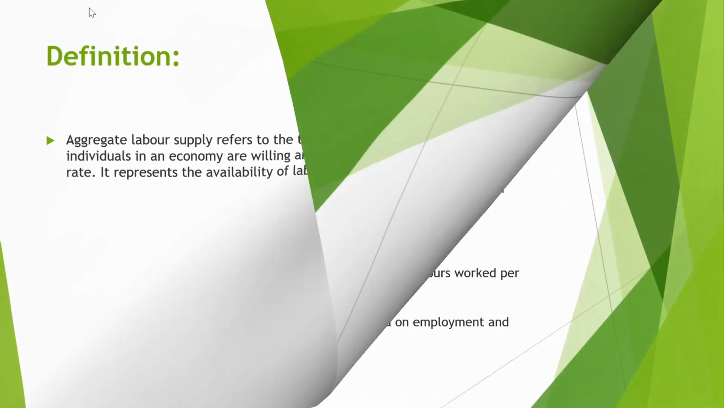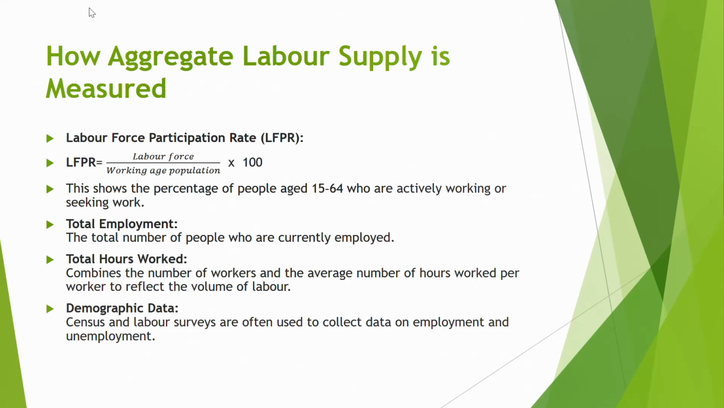So how is aggregate labor supply measured? Here we are going to use the labor force participation rate, which is the labor force out of the working age population times 100. In Uganda, the working age population is between 15 and 64, 64 being the age of retirement. Then the total employment: the total number of people who are currently employed.